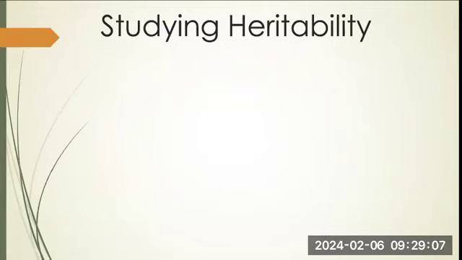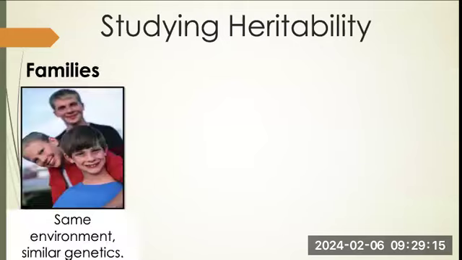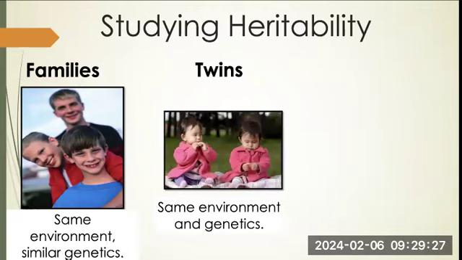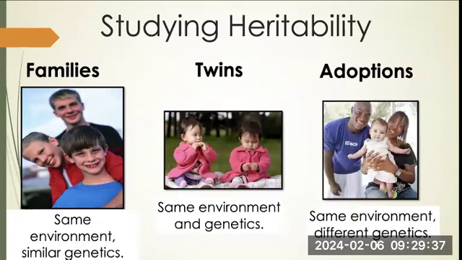So when we study heritability, which I think is just fascinating, we love to look at families and different family compositions. We look at families because they have the same environment and similar genetics. Not the same, but similar. We love twins because they have the same environment and genetics. We're also fascinated by twins who are separated at birth, right? And then we find out how similar they are as well. We also look at adoptions because that gives us information when people have the same environment but different genetics.